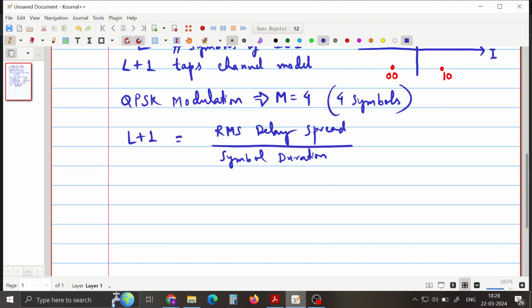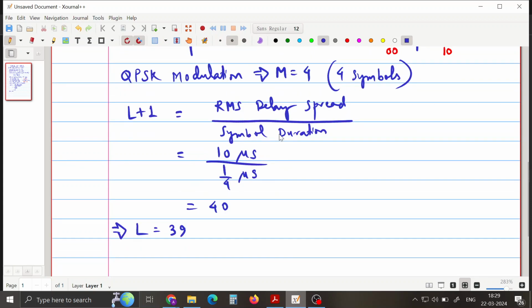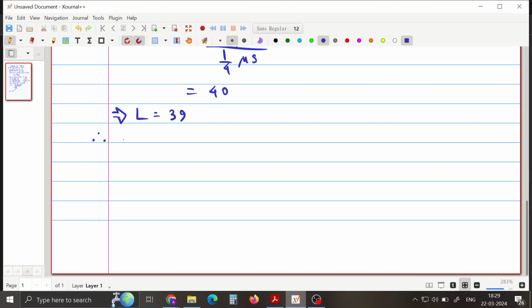So this is now equal to 10 microseconds, my RMS delay spread, and 1/4 microsecond, my symbol duration. So you get L plus 1 as 40, and that gives you L equals 39. So now you have M, which is 4, and L, which is 39, and so what is M to the power L? That's my order of the decoding complexity, which is 4 to the power 39. Pretty high complexity. So 4 to the power 39 is the answer.